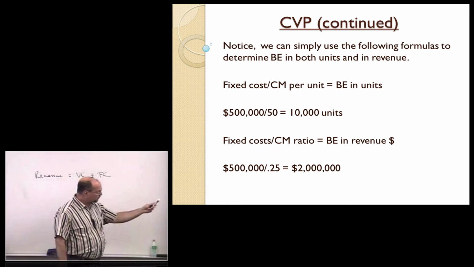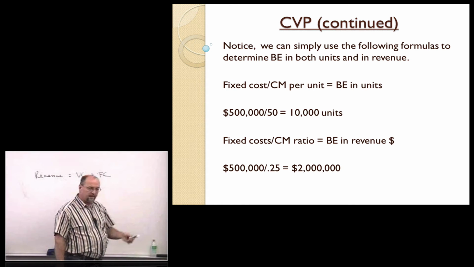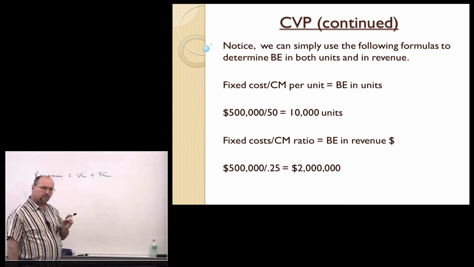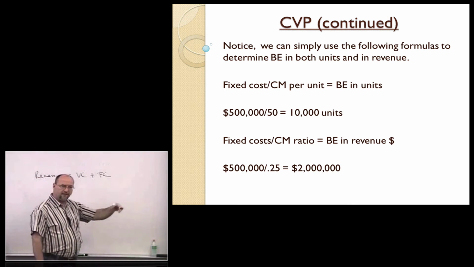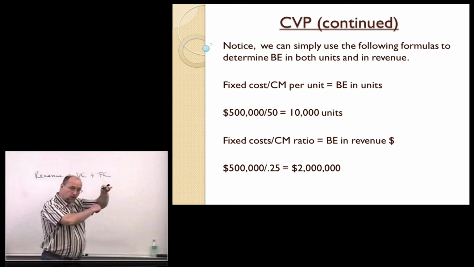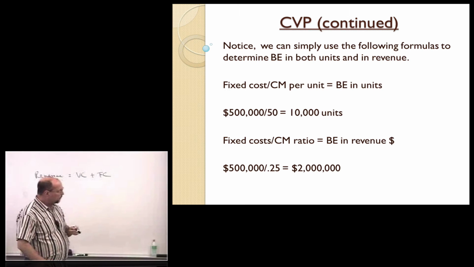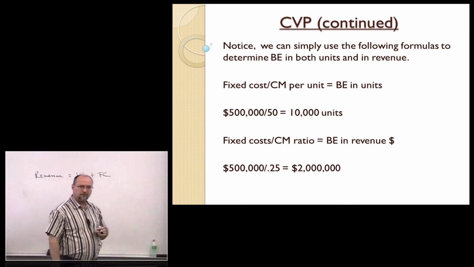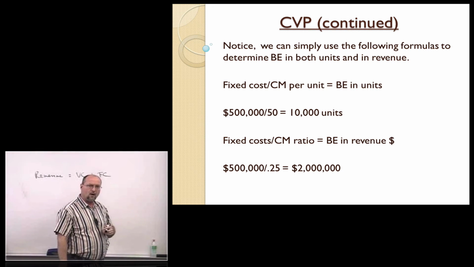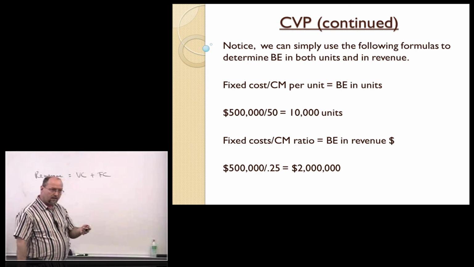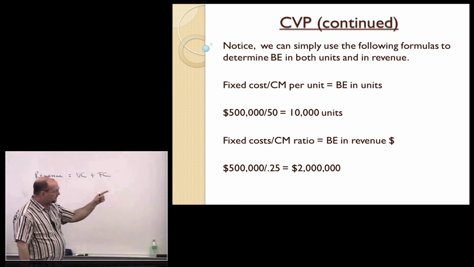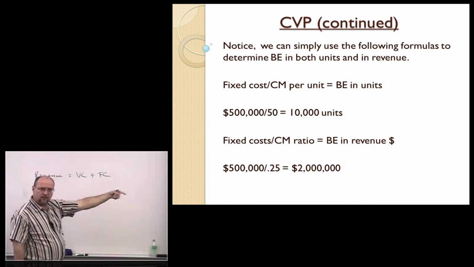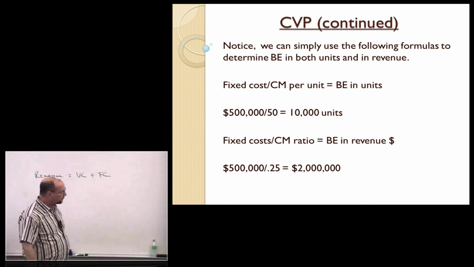And we take the fixed cost and we divide it by the contribution margin ratio, which we previously figured out was 0.25. Remember, 50 contribution margin divided by 200 sales price per unit. And we would achieve $2 million in revenue at the break-even point, which is easily proven. We know we sell each unit for 200. Break-even in units is 10,000. 10,000 times $200 per unit, our total revenue would be $2 million.